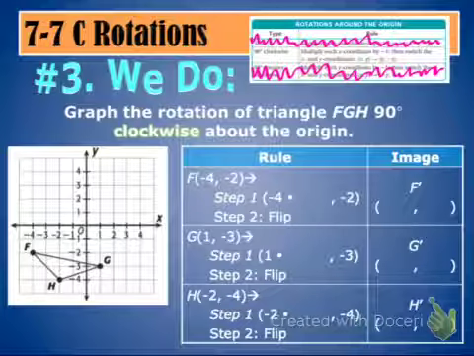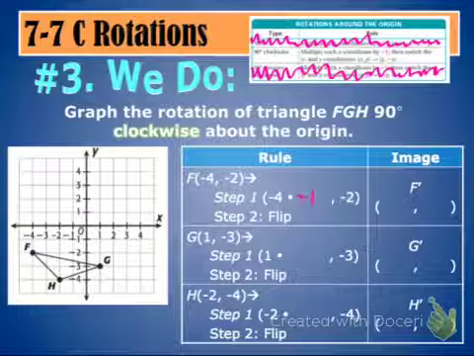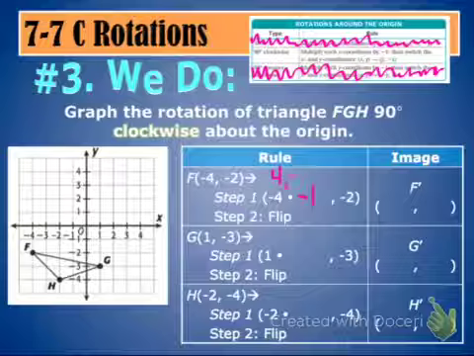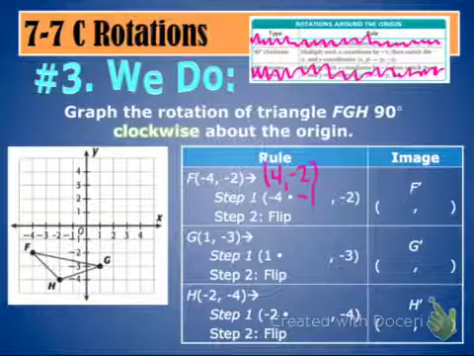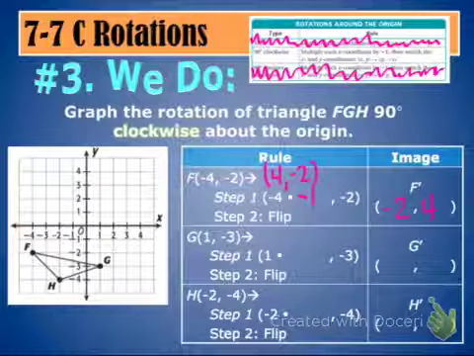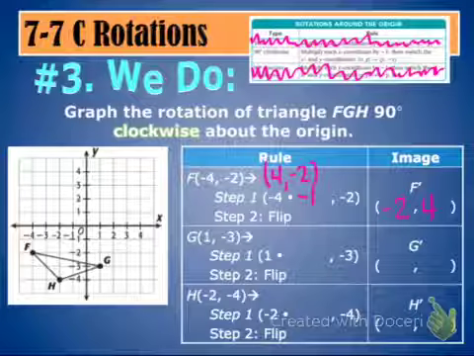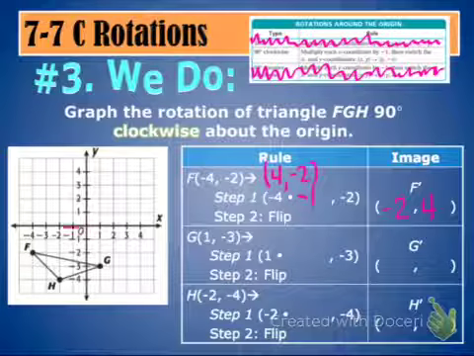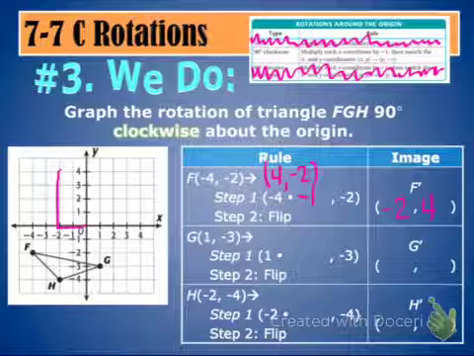So for our first coordinate of F, the first step is to multiply x by -1. So instead of -4, it becomes +4, -2. But then because it's a 90 degree rotation, we have to flip. So we're going to do -2, 4. So in order to do a 90 degree rotation clockwise for F, we're going to go -2 all the way up to +4 and put our first prime.